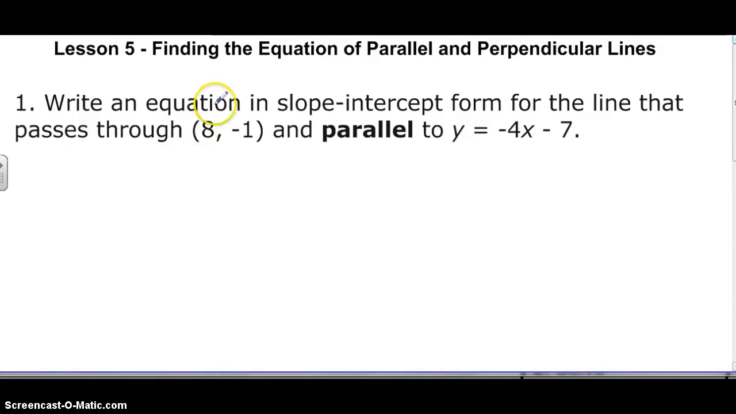This is our fifth and final lesson, which is going to be finding the equation of parallel and perpendicular lines. So this is not just the slope now, we've got to find the whole equation. So let's look at our first question.